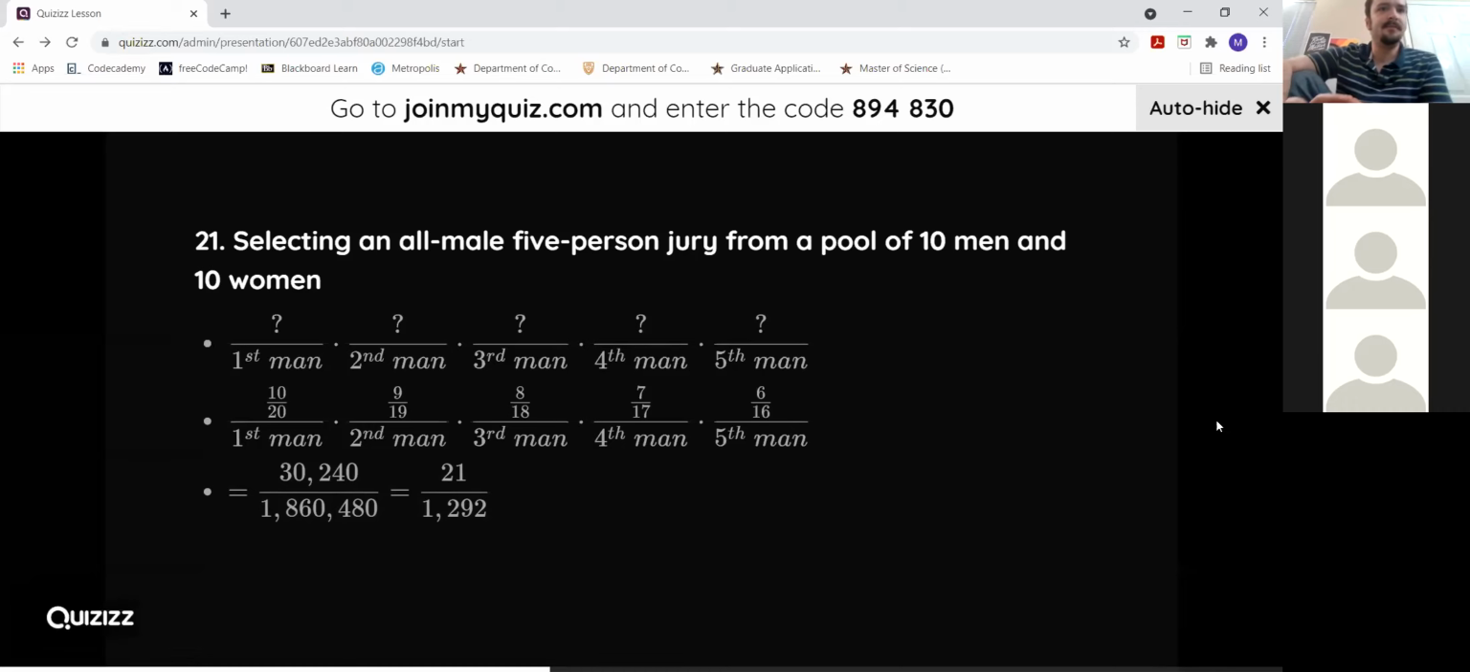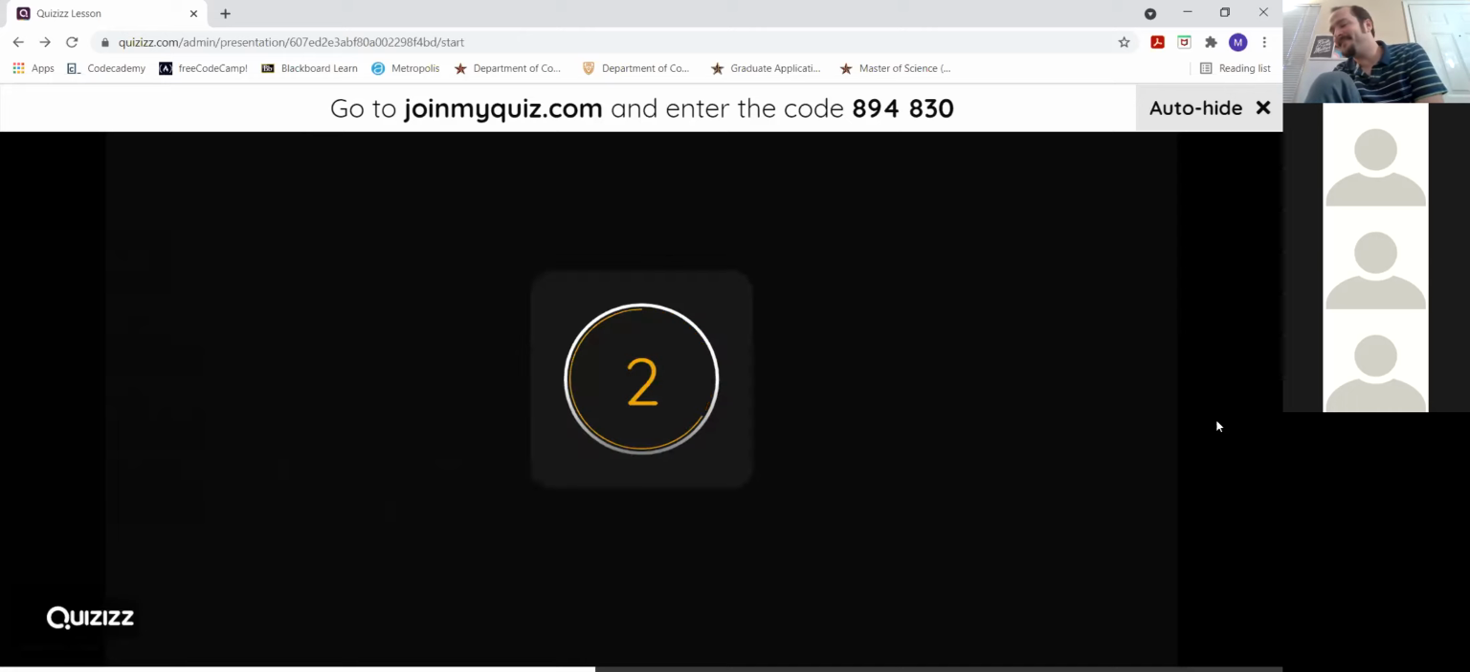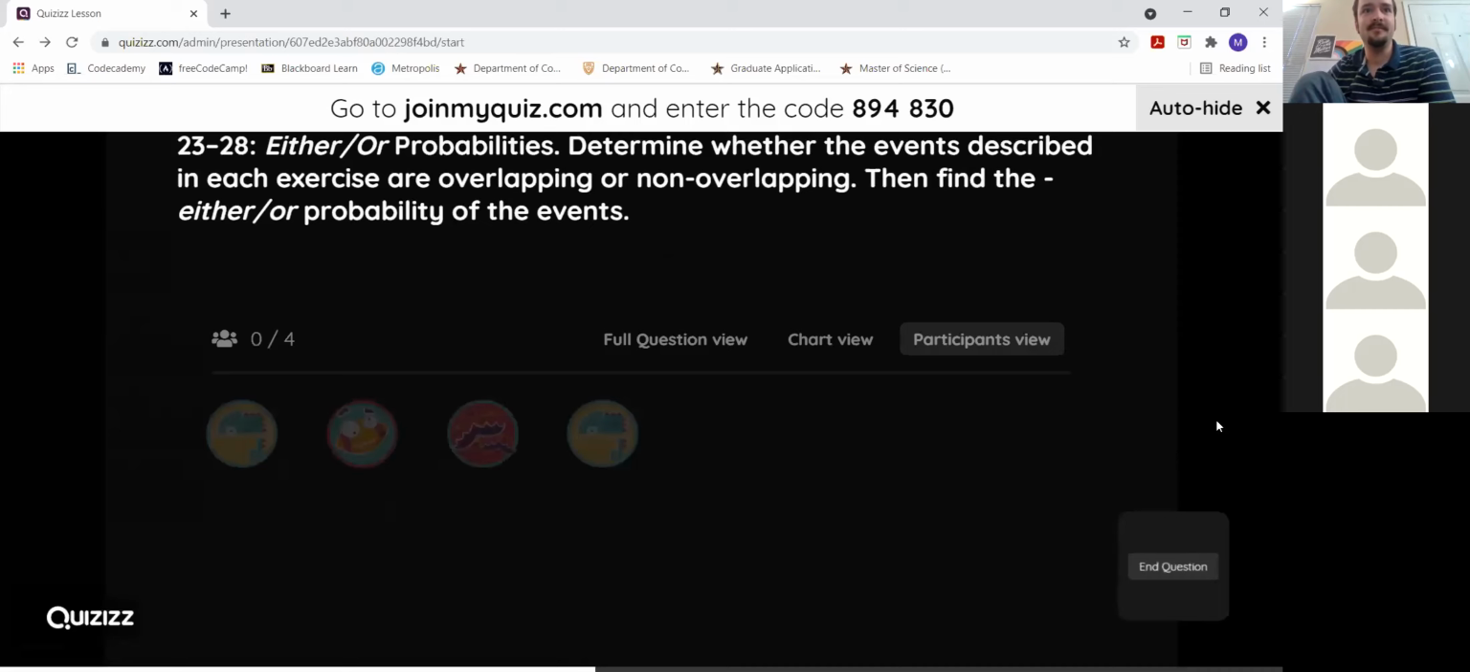You're not going to be able to use your phone on the test, and you're not going to be able to use Wolfram Alpha either. But I know Wolfram Alpha will reduce fractions for you if you need something to reduce fractions.